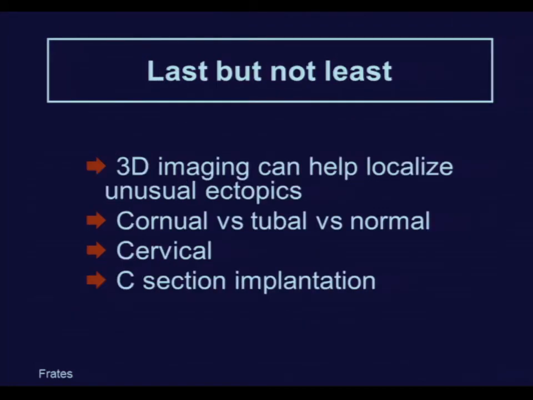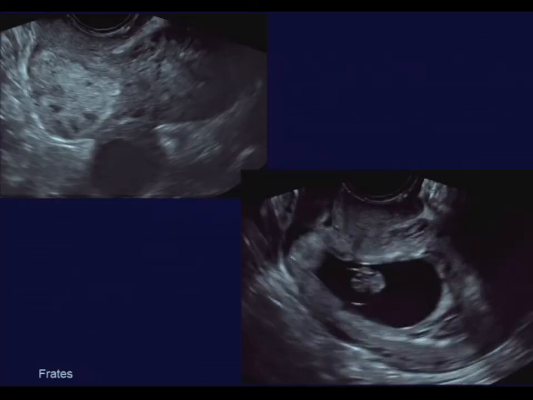Just finishing up is the role of 3D imaging when you're attempting to make the diagnosis of an unusual ectopic. Don't forget to turn on the 3D and see if a rendered image might help you identify whether a pregnancy is located in a normal or abnormal location. It can be very useful to determine the difference between a tubal pregnancy, a cornual pregnancy, or just an asymmetric implantation. It can be useful in cervical implantations and with C-section implantations.